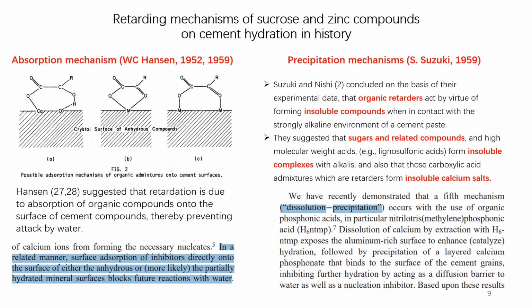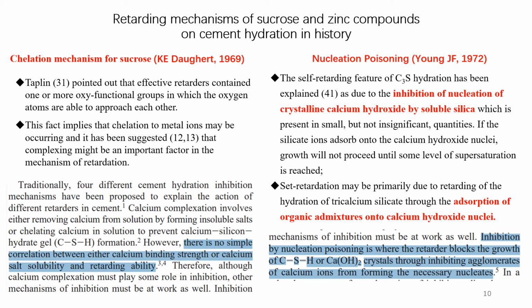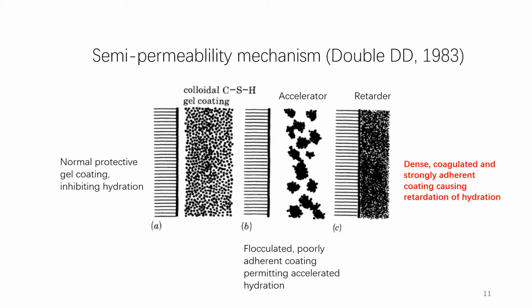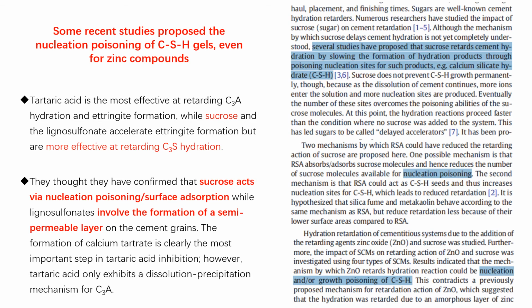Next, we will briefly review the retarding mechanisms of sucrose and zinc compounds on cement hydration in history. We have the adsorption mechanism, and we also have the precipitation mechanism. And for sucrose, we have the gelation mechanism and a nucleation poisoning mechanism. And we also have a semi-permeability mechanism like this. In some recent studies, nucleation poisoning of CSH gels was proposed for sucrose and even for zinc compounds.